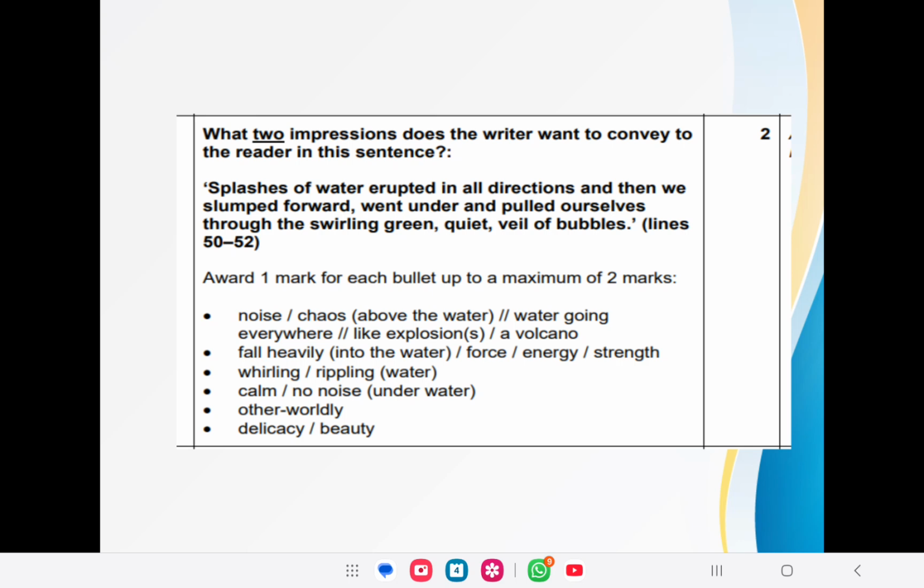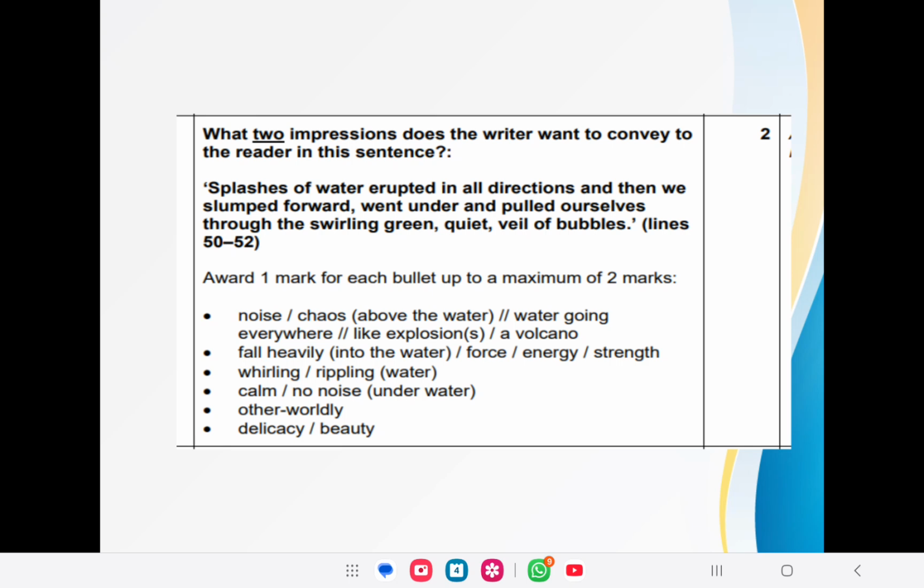These are almost 6 impressions that you can find there. So you just have to write 2: whirling and ripping water, calm, no noise underwater. When we are talking about the life underwater, so this was that, and pulled ourselves through the swirling green, quiet. This word quiet is giving us the impression that on the surface of the sea it was quite noisy, but when we went under it was quiet. So the word quiet is also giving another impression.